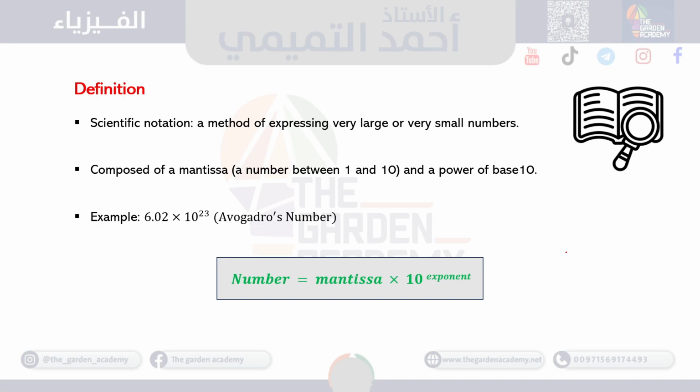الآن, this is an example on a scientific notation. This is called Avogadro's number and it's equivalent to 6.02 times 10 to the power 23. So as you can see, this is called the coefficient or the mantissa, and this is called the 10 to the power n exponent. طبعا this exponent can be positive or negative depending on the number we have.